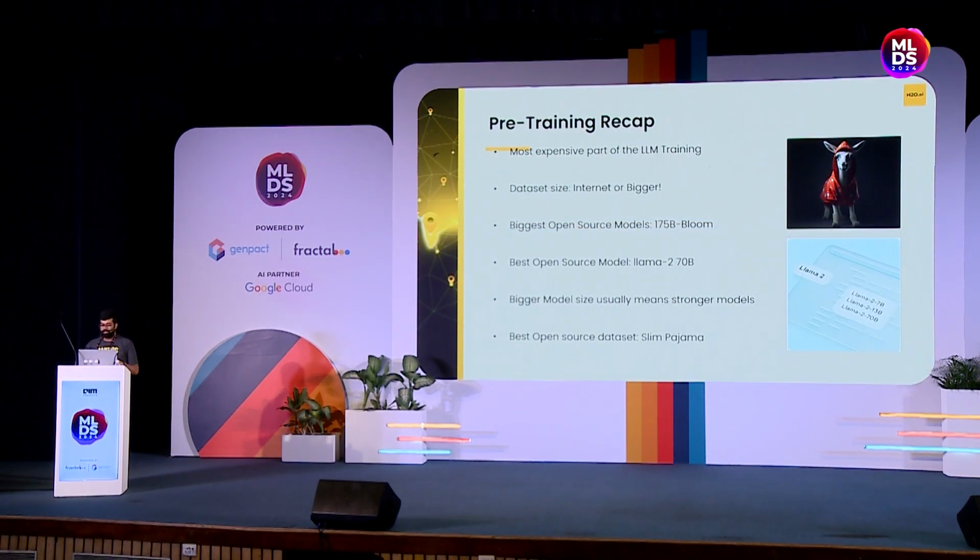So I'll quickly recap some of the earlier steps. I'm sure you are familiar with these, but just to briefly touch on it for the sake of completeness. Pre-training is usually the most expensive part of the training, and the best open source dataset, at least at this point, is the Slim Pajama dataset. Very cool name, I know. That came from the Red Pajama dataset. For some reason, no one knows the reason for that name, but that's what we are with at this point. And usually at this point, bigger models usually means more powerful models. So if you have bigger pre-trained models, usually these are more powerful.